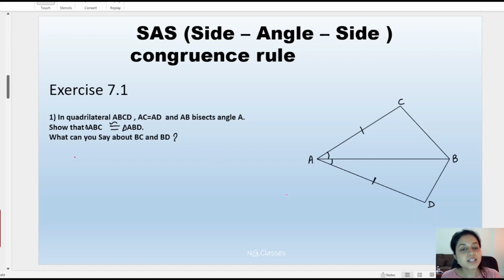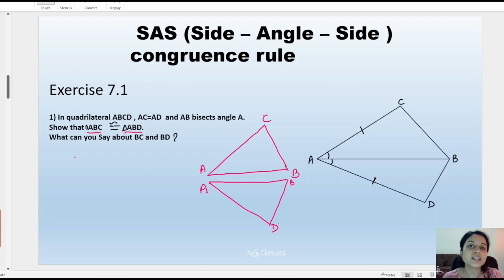Let's draw the triangles separately. So we have drawn the two triangles separately. Now here it's already given in the question that side AC is equal to side AD. Let's mark it. Side AC is the same as side AD, and also AB bisects angle A. That means this angle and this angle will be the same. So angle BAC will be equal to angle DAB. This is the given information with the help of which we have to prove both triangles are congruent with each other.